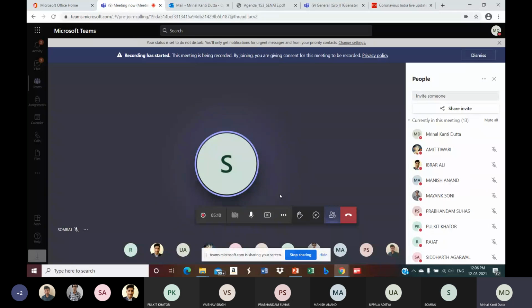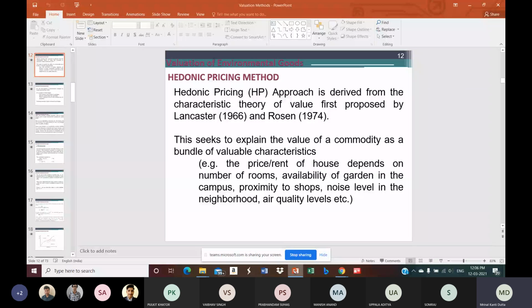If you can remember, we are actually discussing the valuation techniques. Yesterday, we talked about this hedonic pricing method. And in the hedonic pricing method, as we told you, mostly we try to find out the value of environmental attributes by looking at different, related markets. For example, we talk about the housing market and the quality of environment as reflected in the prices of the housing. So that helps us in estimating the value of the environmental quality.